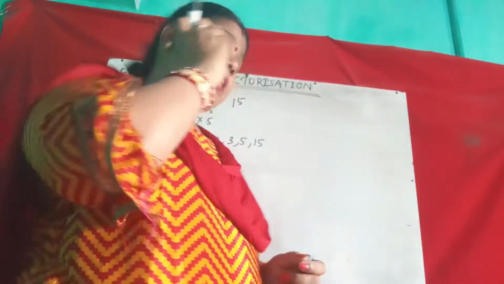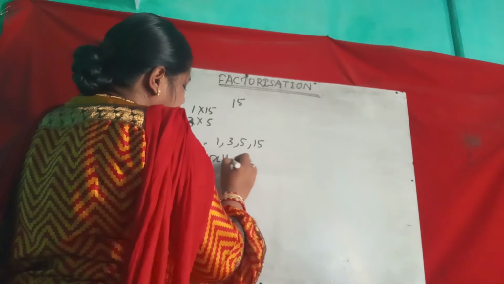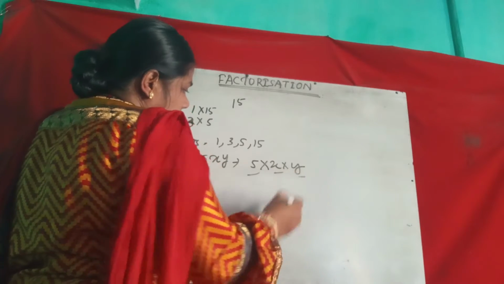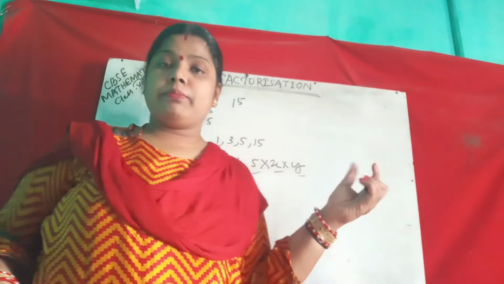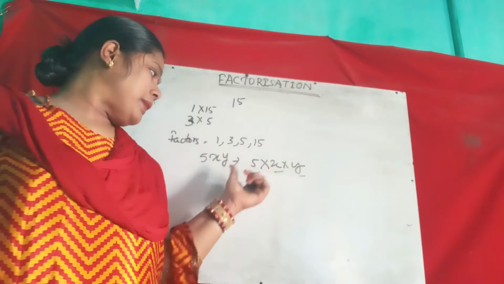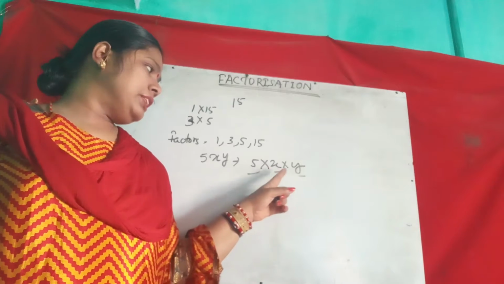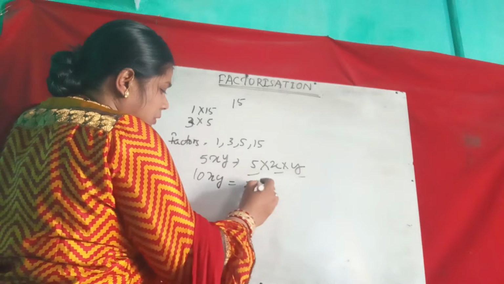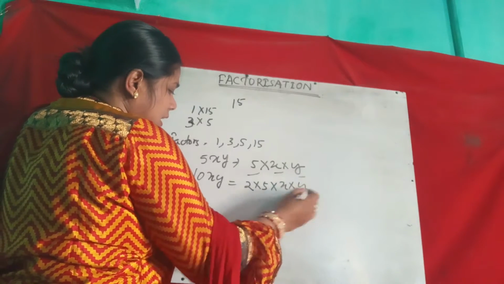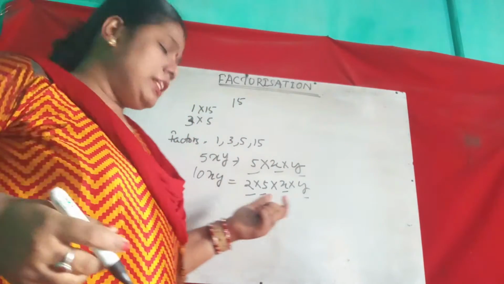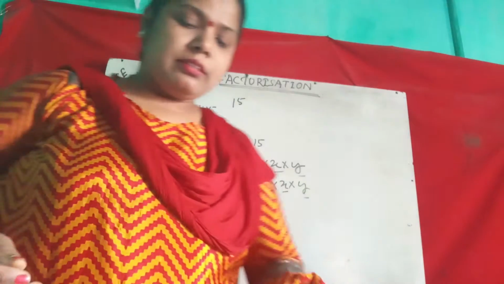Suppose in the variable case, we have 5xy. Then it is 5 into x into y. So 5, x and y are the prime factors of the term 5xy. We can express 5xy as 5 into x into y. Suppose 10xy. 10xy means 2 into 5 into x into y. So 2, 5, x, y are the prime factors of the expression 10xy.